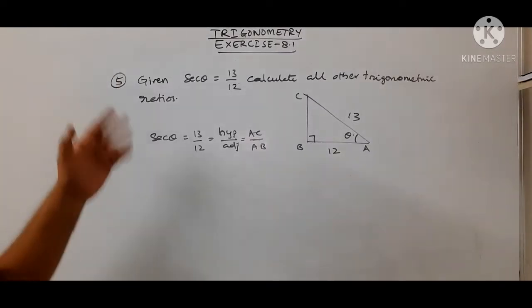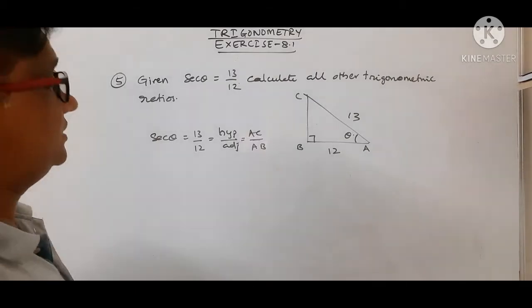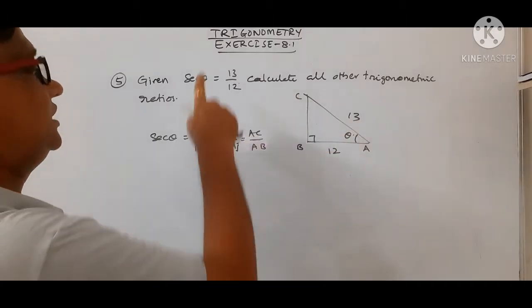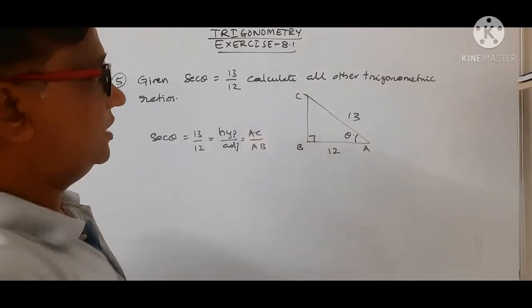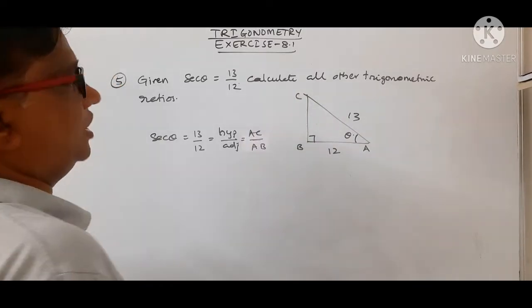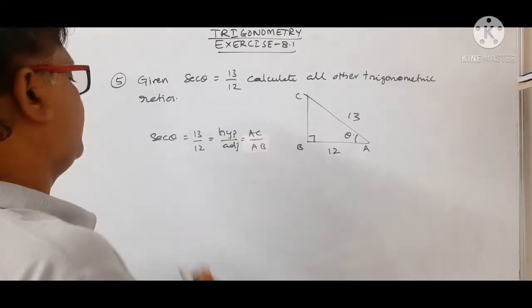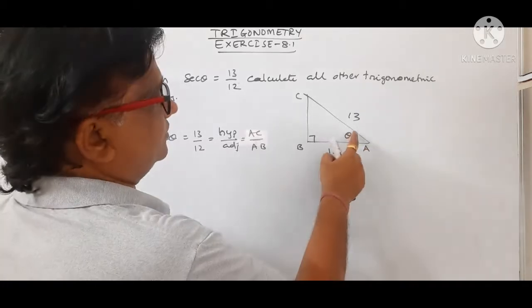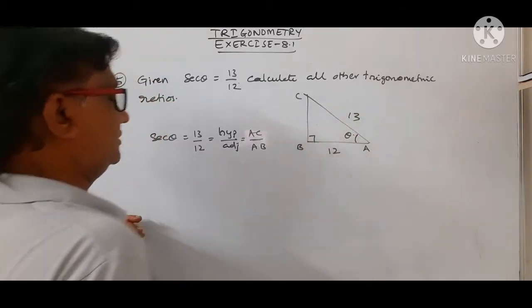In the fifth question, given secant theta is 13 by 12. Theta, anywhere you can put the theta. Calculate all other trigonometric ratios. All other means sine, cos, tan, cosecant and cot. Secant theta is given. I am taking theta here at A. Theta's opposite, theta's adjacent and hypotenuse.